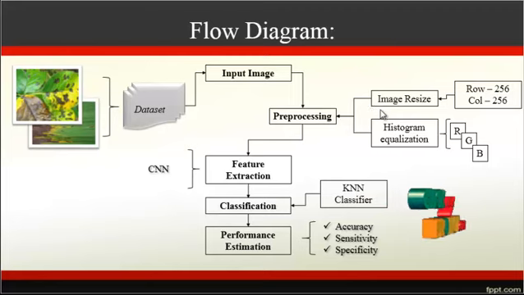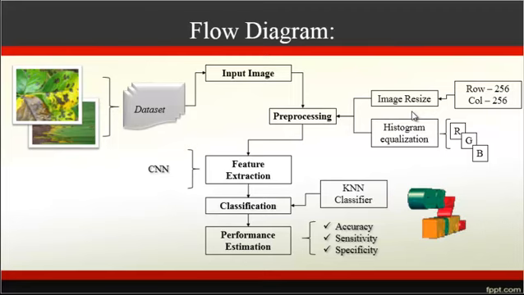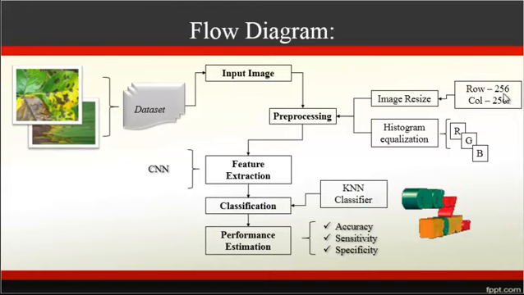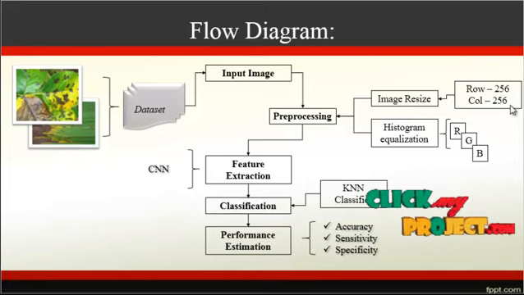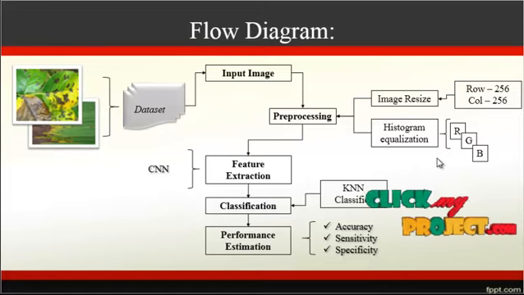Now we discuss the first step. In this first step, the image resize will be carried out. The image will be resized into an aspect ratio of 256 by 256. Hence, the number of rows contains 256 pixels and the number of columns contains 256 pixels. After the image resize, the histogram equalization will be carried out.